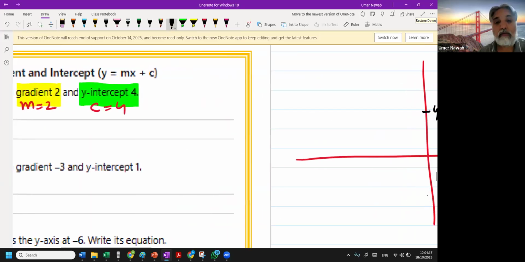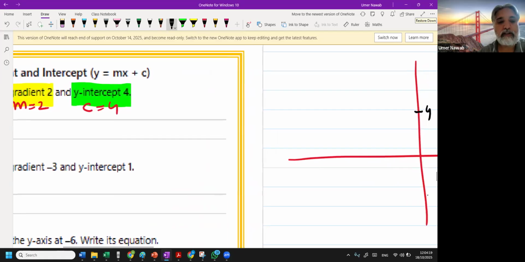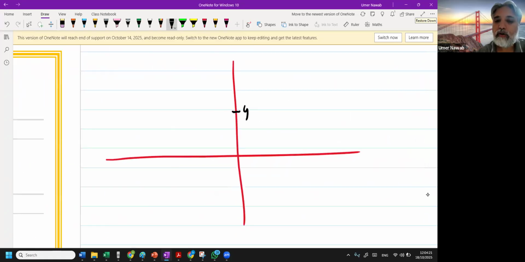And just a moment ago, I told you how to sketch the line. The gradient is 2, so 2 over 1. So you go 2 units up and 1 unit right. So that is the rough sketch of that line.